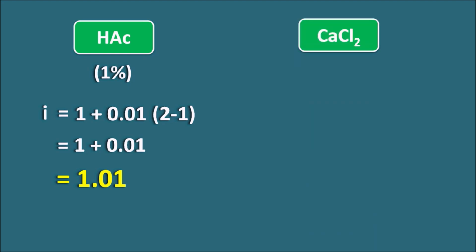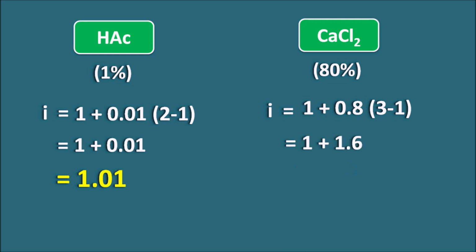Let us take another example, calcium chloride. Suppose it is undergoing 80% dissociation. Then what is the i value? So i is equal to 1 plus 0.8, because the degree of dissociation is 80%. So it is 0.8 into, when calcium chloride is dissolved, it gives 3 ions, 1 calcium ion and 2 chloride ions. So 3 minus 1. So again it gives 1 plus 1.6, which is nothing but 2.6. So that is the dissociation factor for calcium chloride.